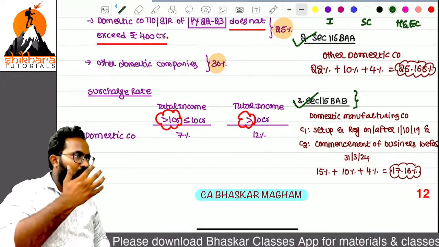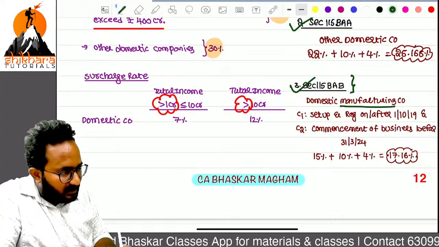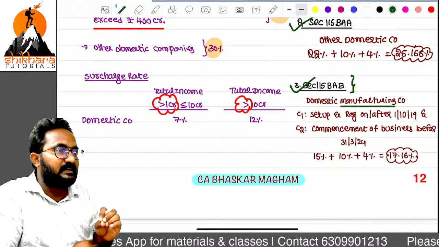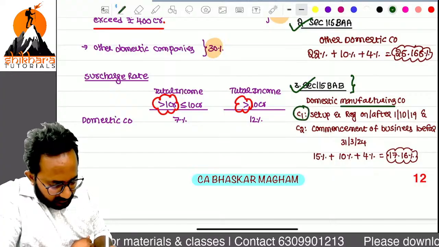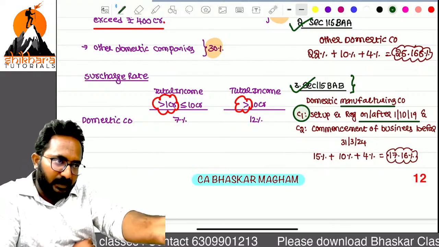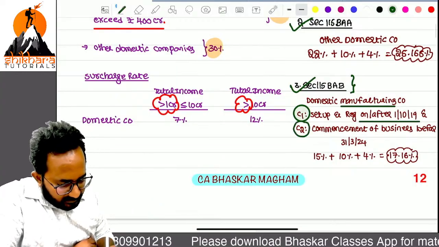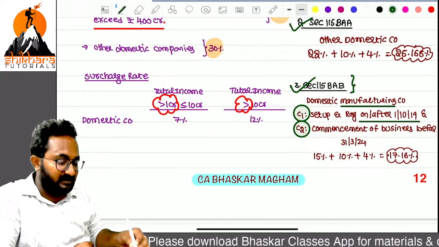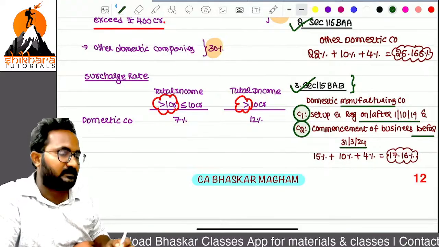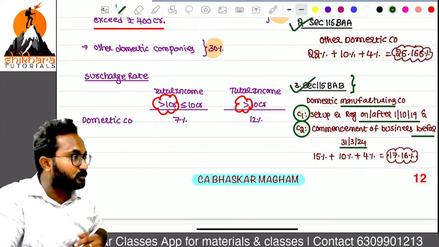Now I want to start with 115BAB. If any domestic manufacturing company is there, this section is applicable. Manufacturing domestic company, if two conditions are satisfied. First condition: set up and registered on or after this date. So you have to set up the company, and registration also you have to take, on or after 1/10/2019. And the commencement of business, that means production, should start before what date? 31st March 2024. You have to remember these two dates: on or after 1/10/2019, before 31st March 2024.